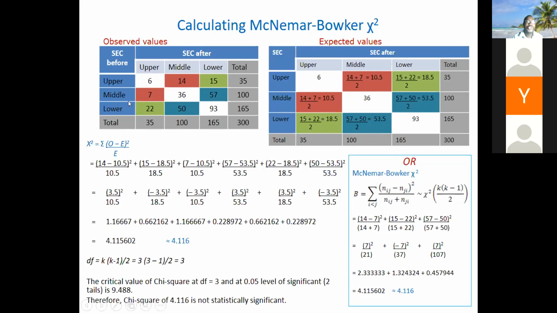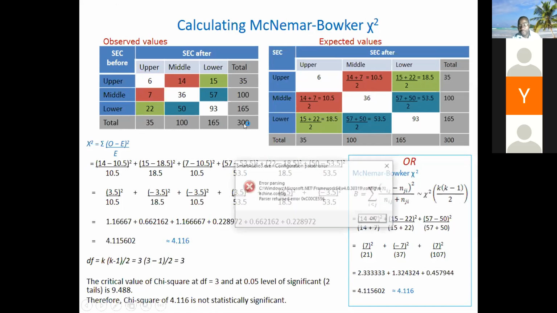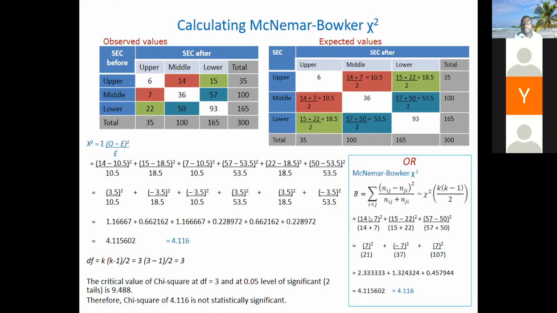Now you will see it's 3 by 3, because there are 3 classes here: upper, middle, lower, upper, middle, lower. So before: upper, middle, lower; after: around 300 people. I will still come back to that. I was explaining this. If you can see now, how many cells? 9 cells, because 3 times 3 is 9 cells. We are talking of the one in the middle.